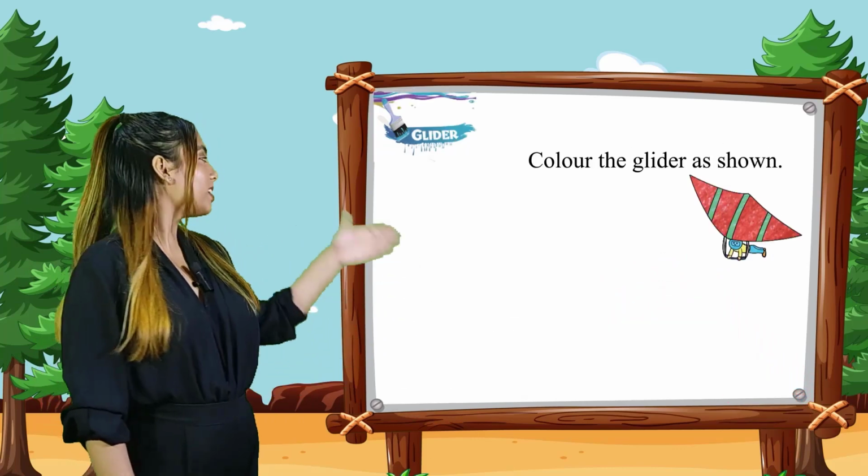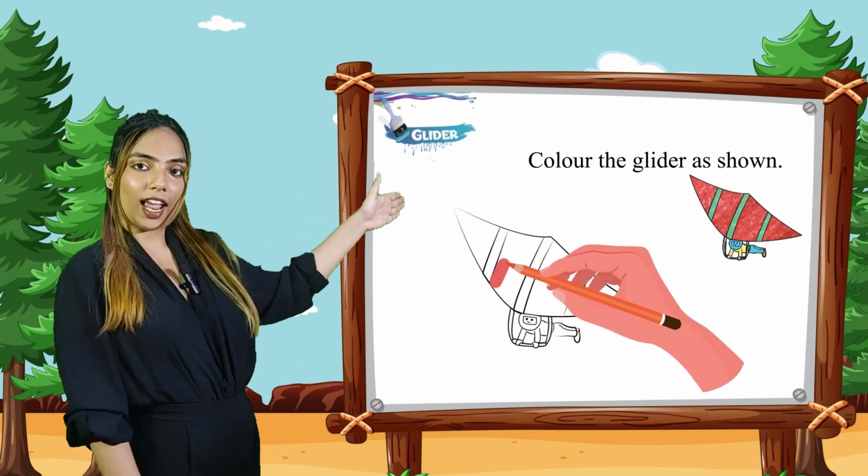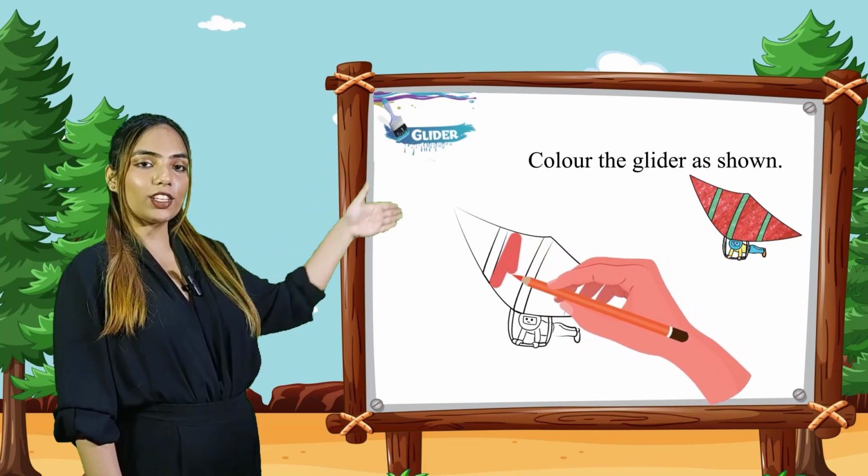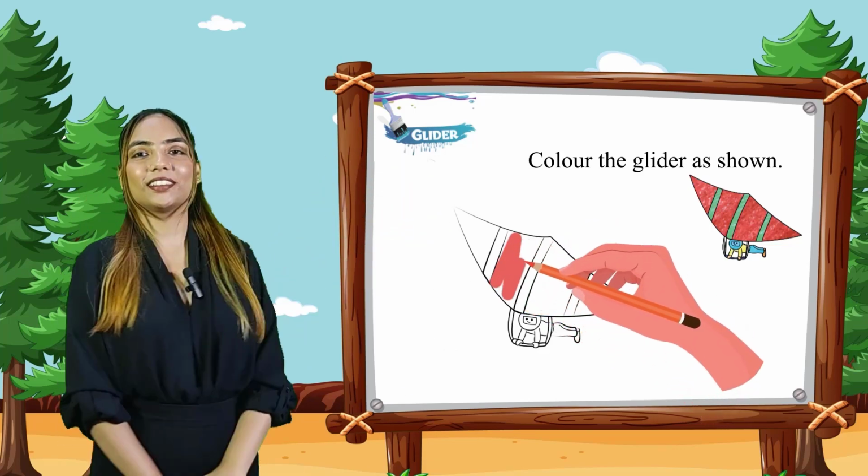Moving on to the next image that we are going to color is a glider. Color this glider as shown in the reference over here.